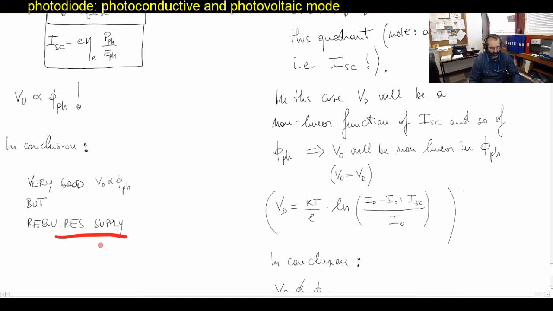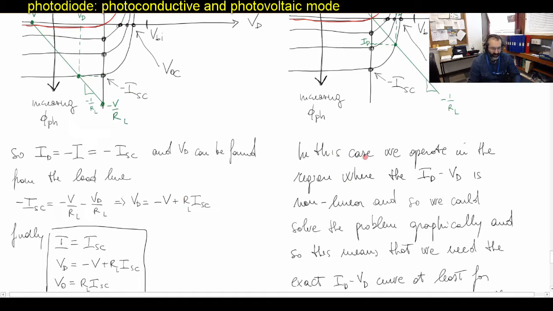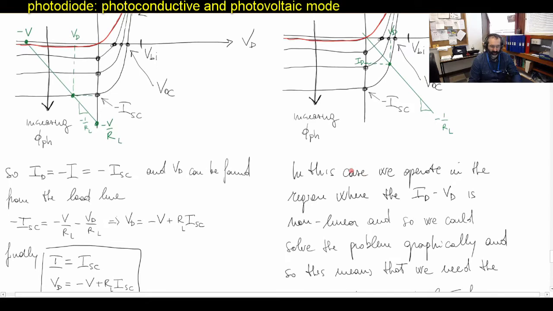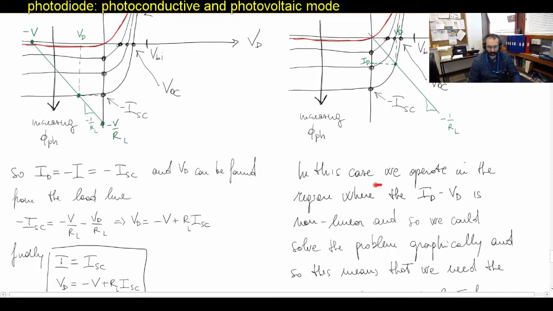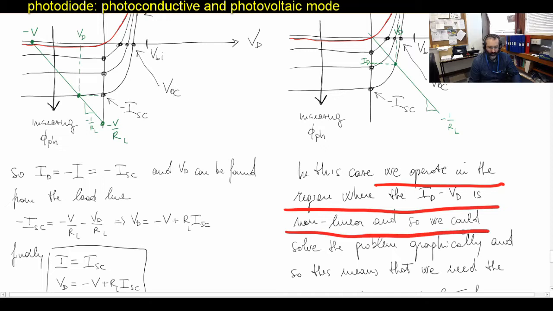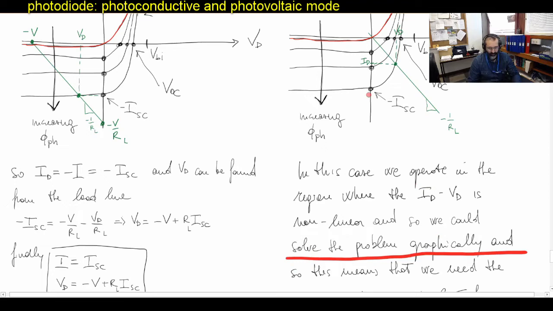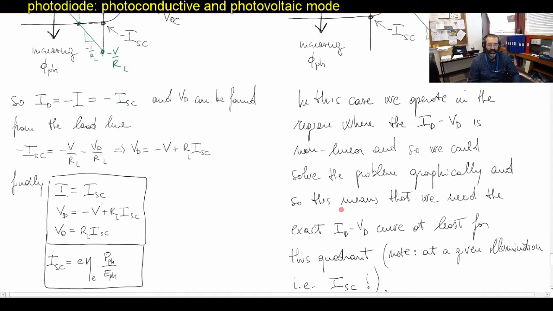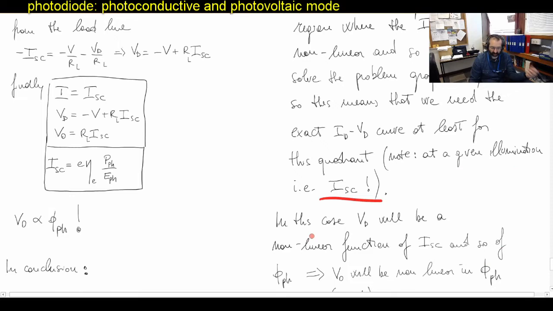Now, let's comment a little bit on the photovoltaic mode. In the photovoltaic mode, as we've seen, we operate in the region where the ID-VD relation is nonlinear. And so we could solve the problem graphically, finding where the circuit is in the end going to work. But this means that we need to have exactly the ID-VD curve, so the data for that quadrant, okay? And remember that we need the ID-VD data at that specific illumination we are interested in, to be able to find exactly the final operating point of the circuit. In this case of the photovoltaic mode, as we've seen, VD will be a nonlinear function of ISC. We know that.